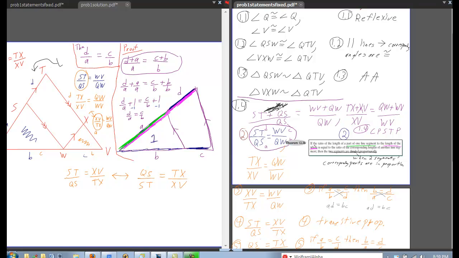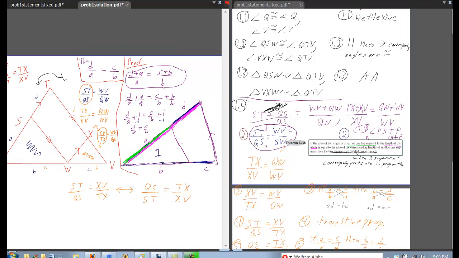requirement of 12.3b here. It says if the ratio of the length of a part of one line segment, well, that was our A, to the length of the whole, well, that was our A plus D, is equal to the ratio of the corresponding lengths of another line segment, well, the corresponding lengths would be the B and the C plus B, then the two segments are divided proportionally. And the two segments being divided proportionally just means the D over A is equal to C over B.